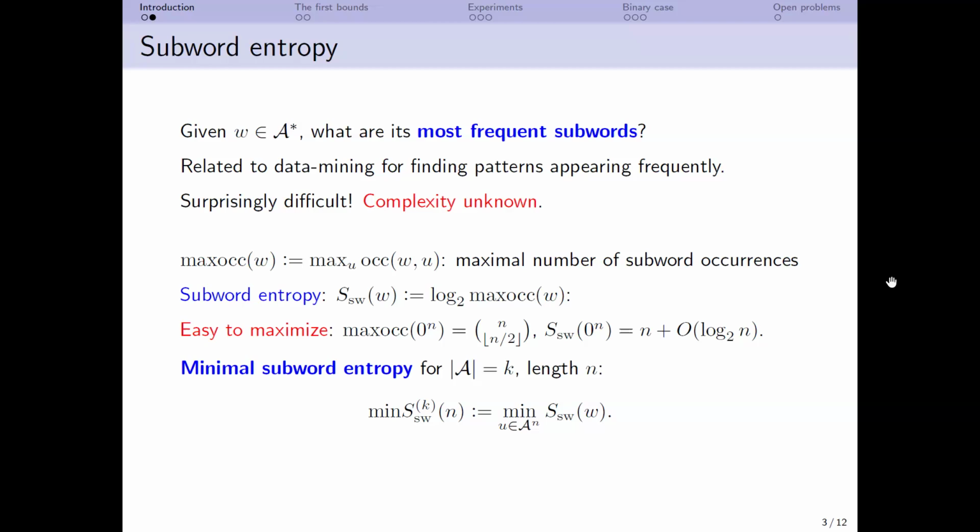That is, given a word, what is the subword that occurs most frequently in the word? Can we compute it explicitly? And why are we interested in this kind of stuff? Because first, this is a very natural problem. We take a word, and which subword is most frequent, it's very natural.